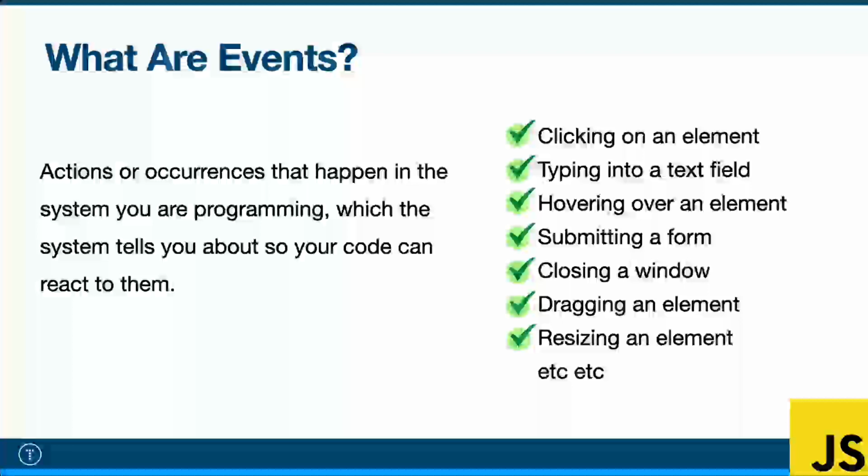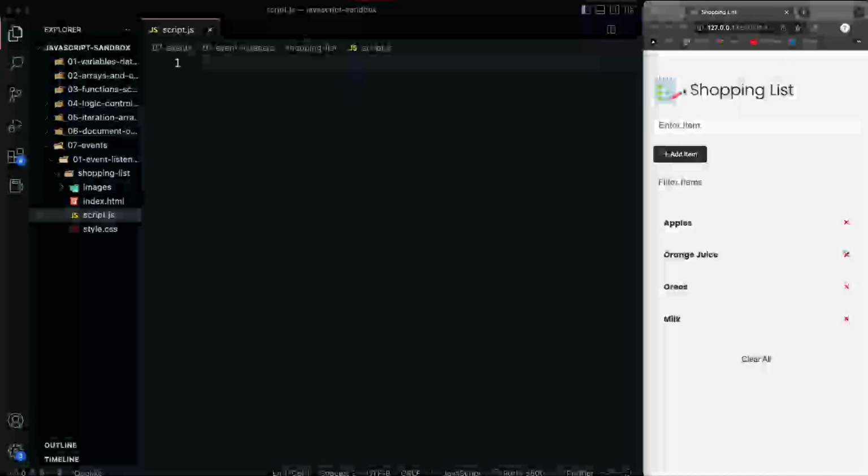And that could be anything from the web page loading to clicking on an element, typing into a text field, hovering over an element, submitting a form, closing a window, dragging an element, resizing an element, etc., etc. So just about anything is an event, and you can listen for those events. So that's what I want to show you how to do now. So I'm going to close that up, and I just have our good old shopping list UI here with an empty JavaScript file.